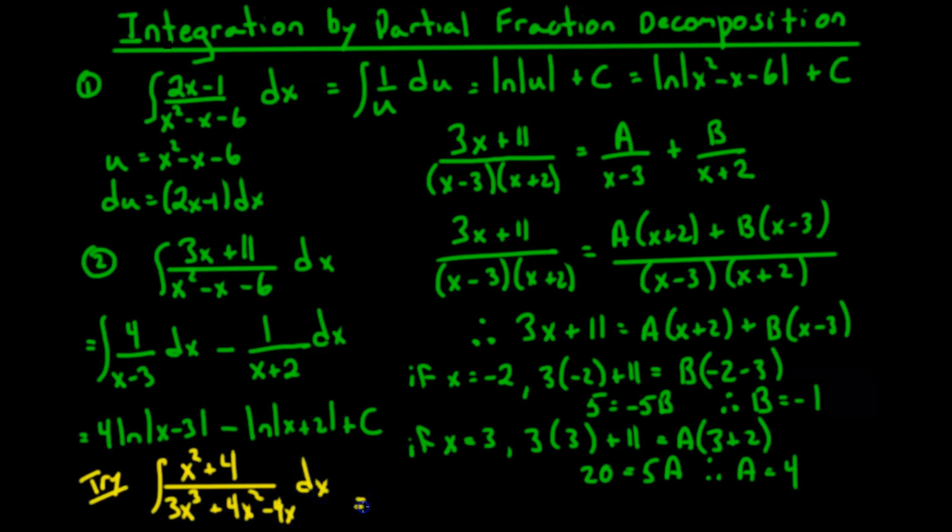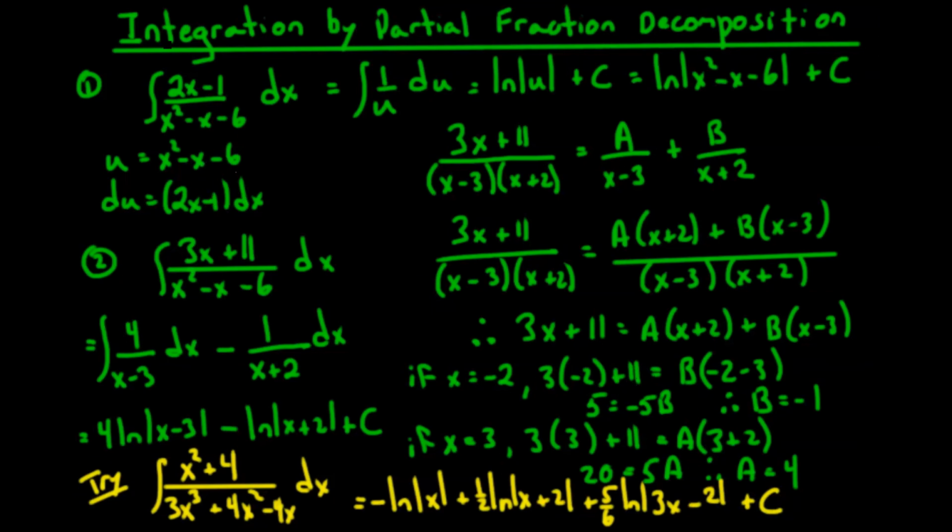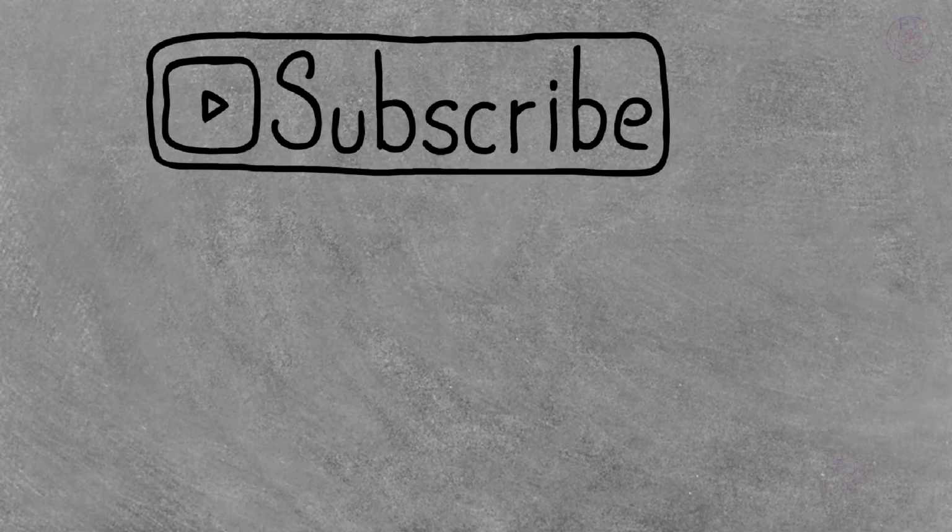And what you should get is minus the ln of x plus a half times the ln of x plus 2 plus 5 over 6 times the ln of 3x minus 2. Notice in this case you're going to have to split it into 3 fractions, a, b, and c.